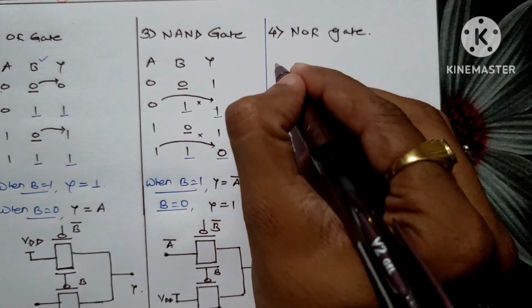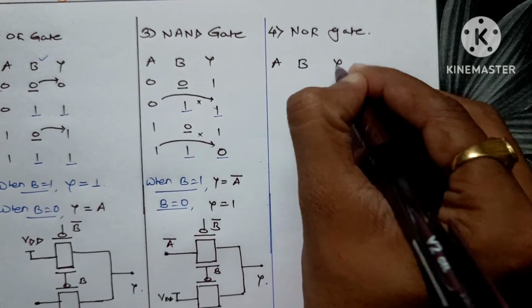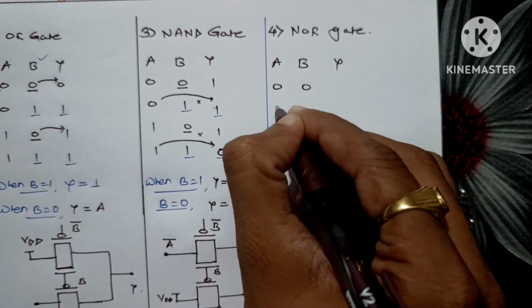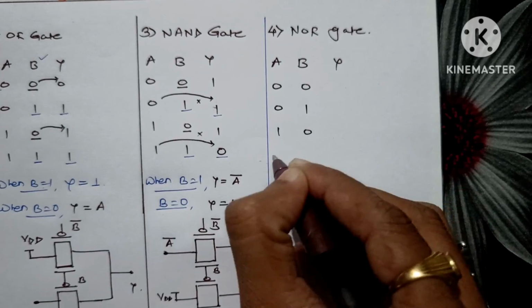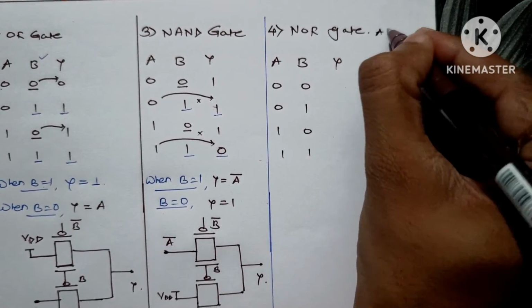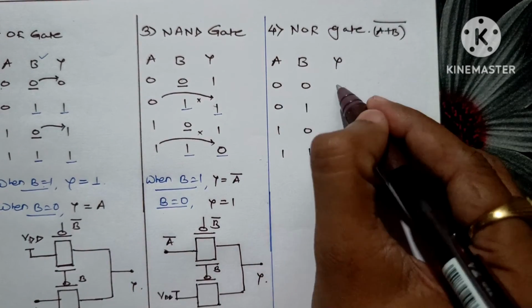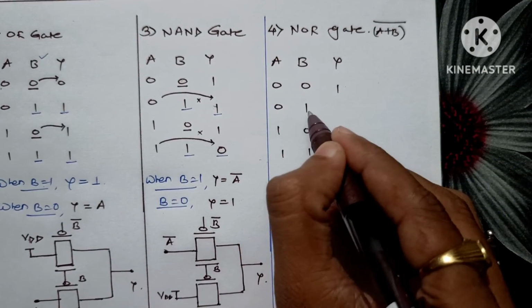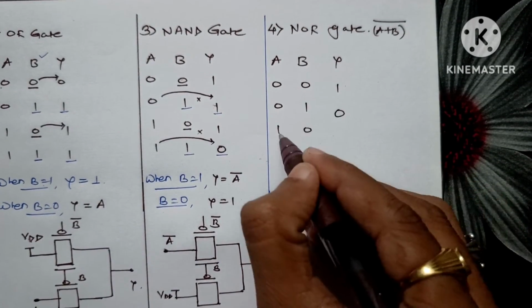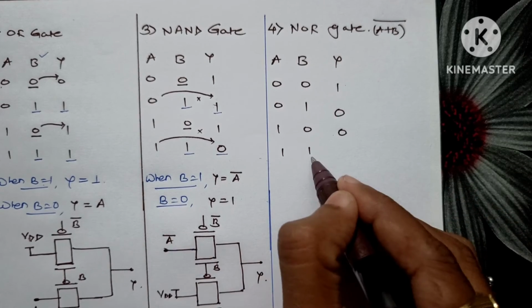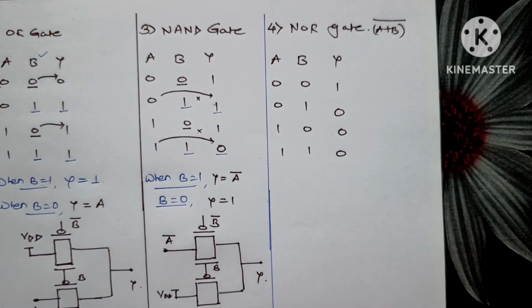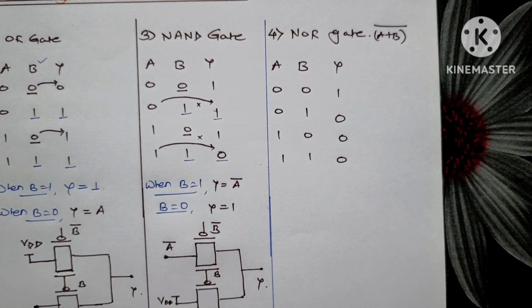So for the fourth, the NOR gate, again this is the complement of our OR gate. So we can write this as (A + B) whole complement. 0 plus 0 is 0, its complement is 1. 0 plus 1 is 1, its complement is 0. 1 plus 0 is 1, its complement is 0. 1 plus 1 is 1, its complement is 0. So this is our truth table for the NOR gate.